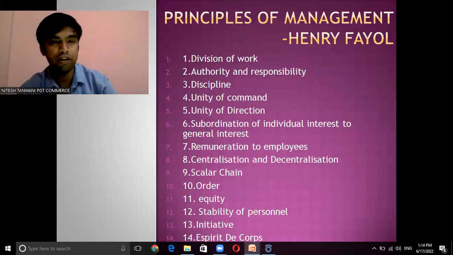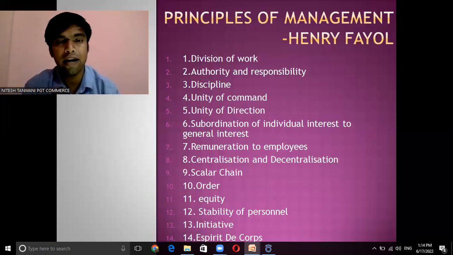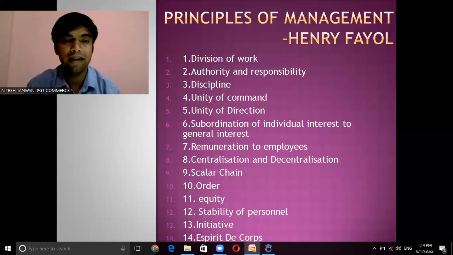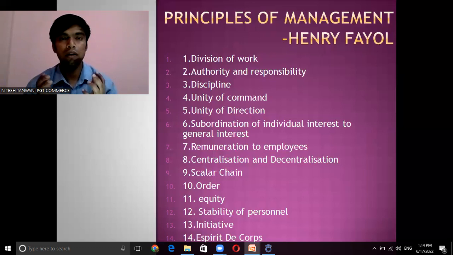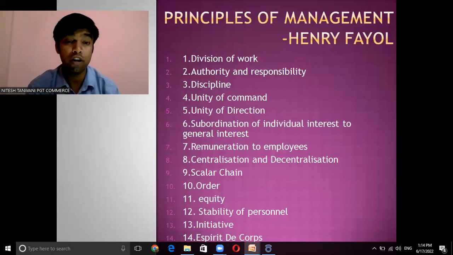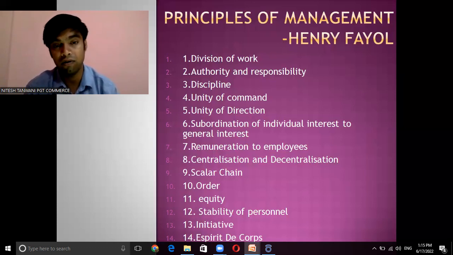Seventh point is remuneration to employees. Remuneration means to provide complete and proper wages and salaries to the employees on time. Eighth point is centralization and decentralization. Centralization means to make one center, as a manager can be the centralized person, so that everyone will report to the manager. Decentralization helps when the manager has to monitor all things. When things are not going perfectly, then he will take all the controls in his hand, so he will centralize the things.